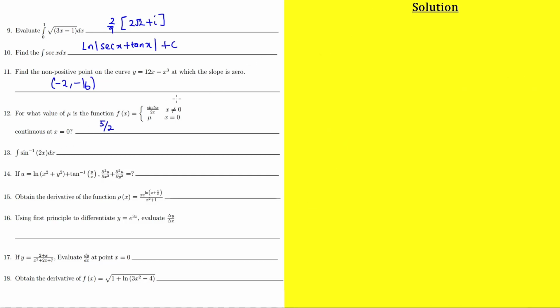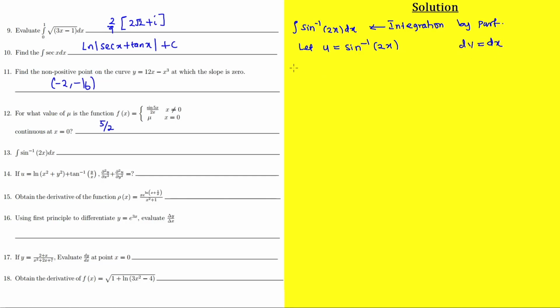In this question, we are asked to find the integral of arc sine of 2x dx. Okay, so we need to use integration by parts. Here we let our u be equal to arc sine of 2x, and we let our dv be equal to dx.